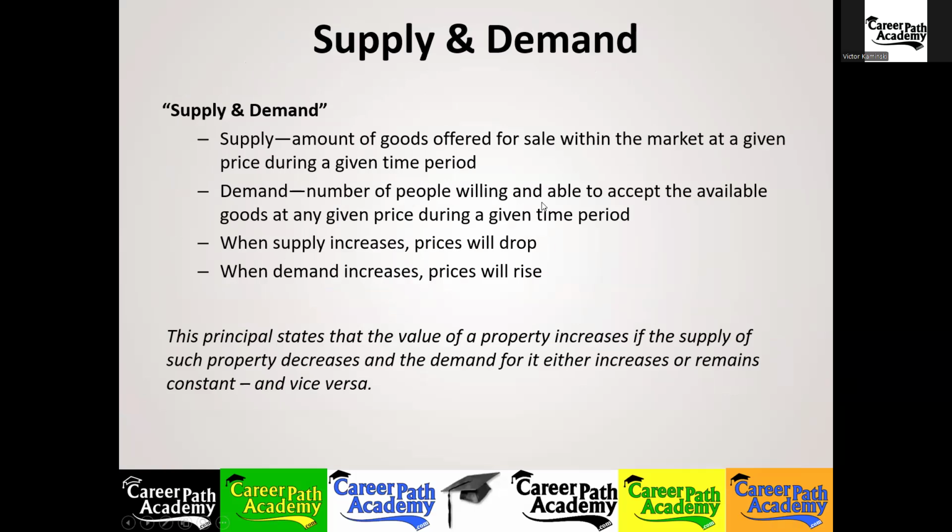Supply is the amount of goods offered for sale within the market at a given price during any given period of time. And demand is the number of people willing and able to accept the available goods at any given price during any given period of time. So when supply increases, prices will generally drop. And when demand increases, prices will rise or remain constant as that supply dwindles.